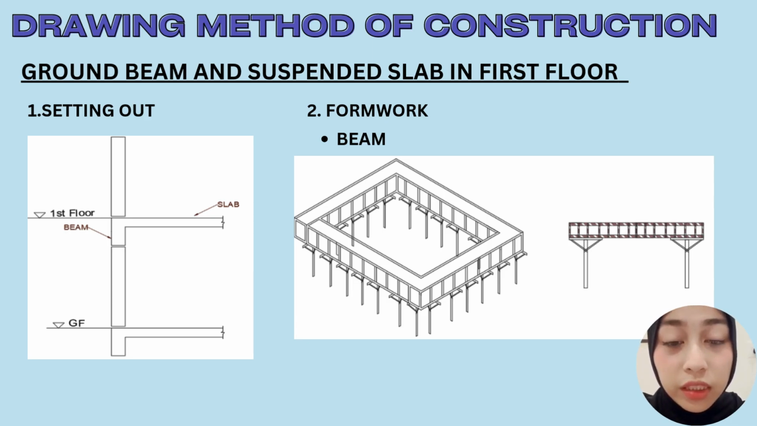Okay, for beam, we need to check the alignment of the column, and we need to use plywood or timber to create the side of the beam, and we also need to support with props against sagging because it can secure them tightly to wall or columns.